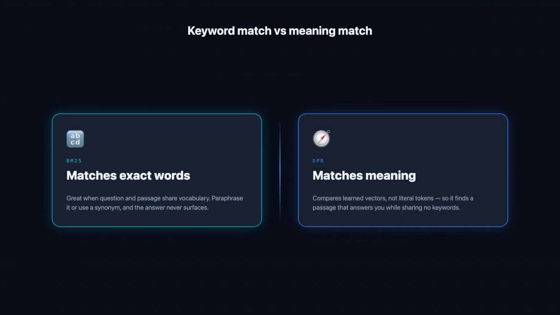DPR matches meaning instead. Because it compares learned vectors rather than literal tokens, it can pull back a passage that answers your question while sharing not a single keyword with it. That is the leap keyword search could never make, and it's what unlocked open domain question answering at scale.